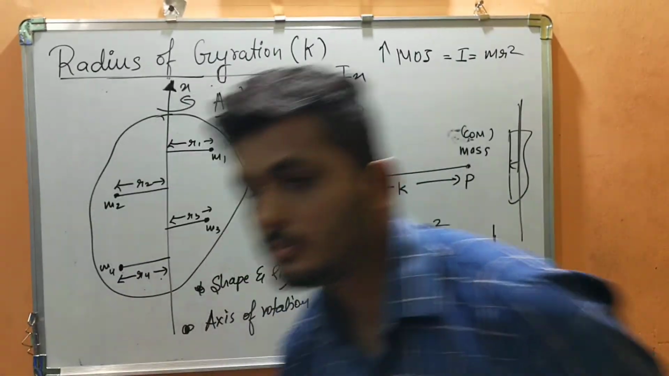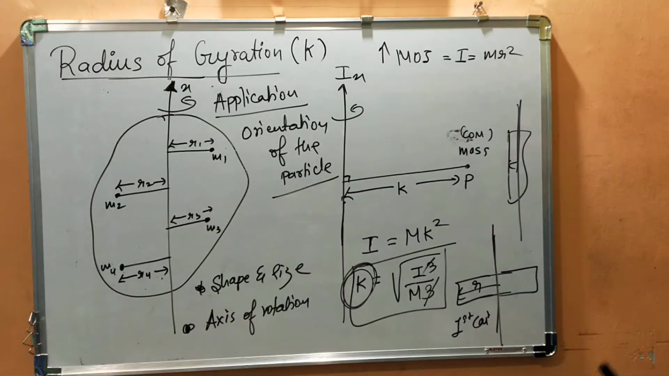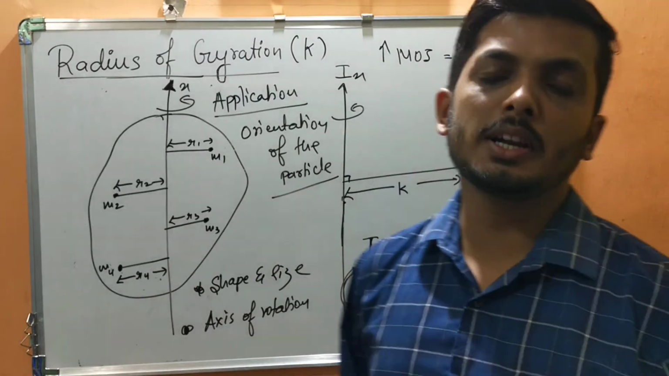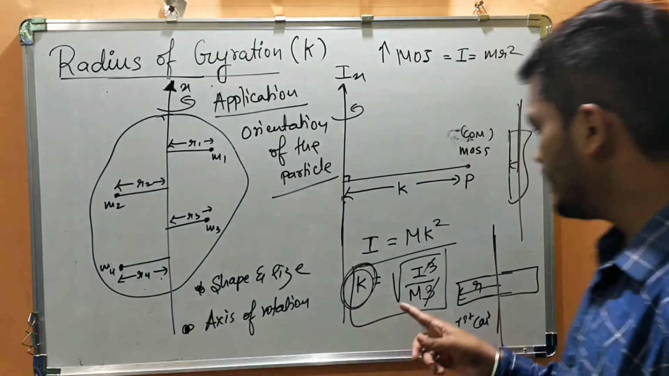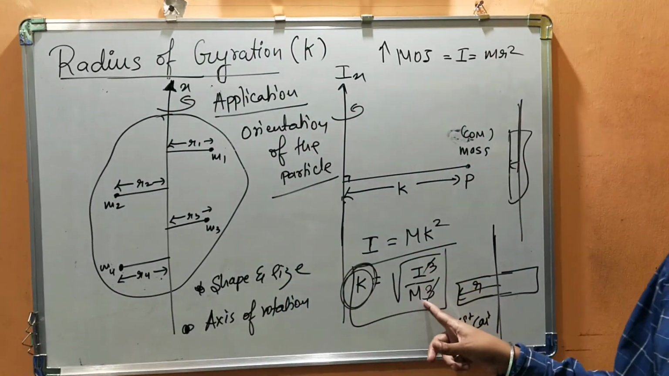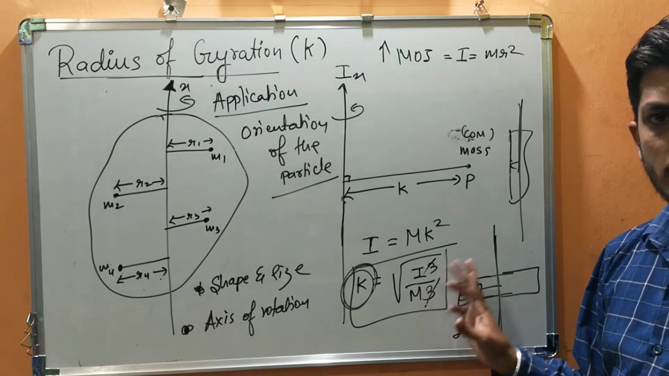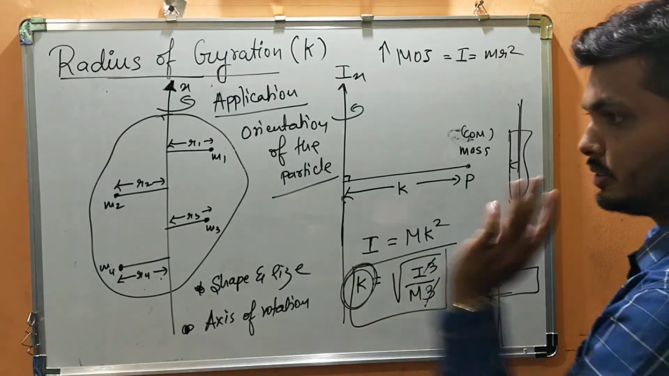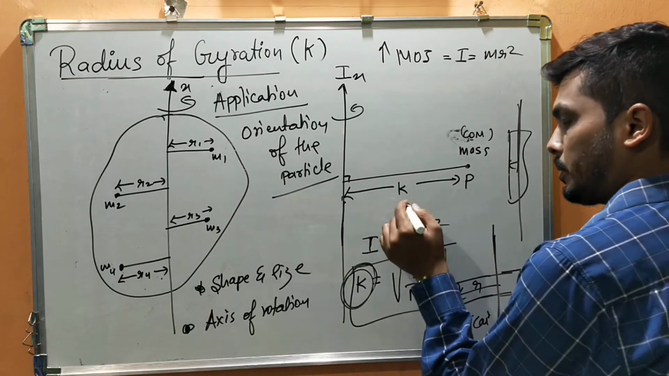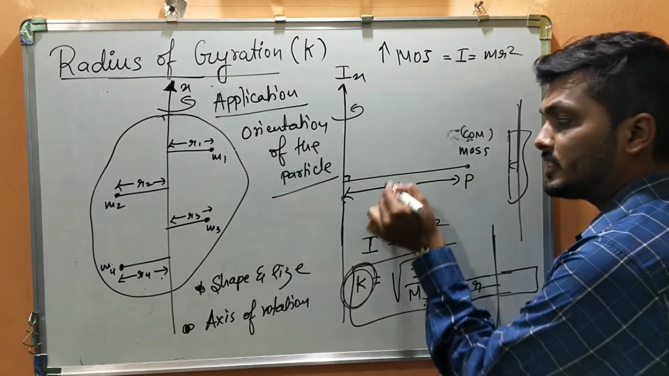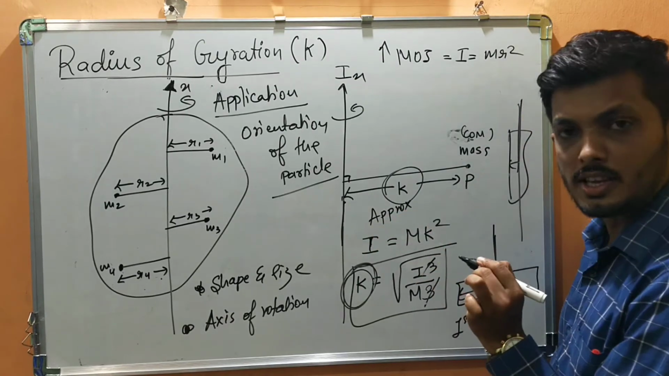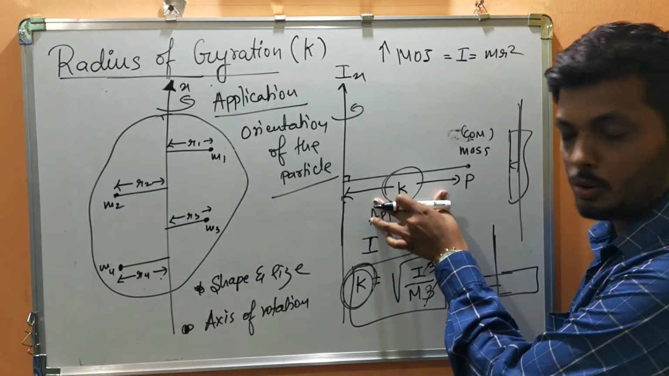Got it? Okay. Have you understood how it is different from moment of inertia and why it is simpler than moment of inertia? You can easily calculate K equals I by M. Please understand that this K value is an approximate value. This K value, you are adjusting this value.